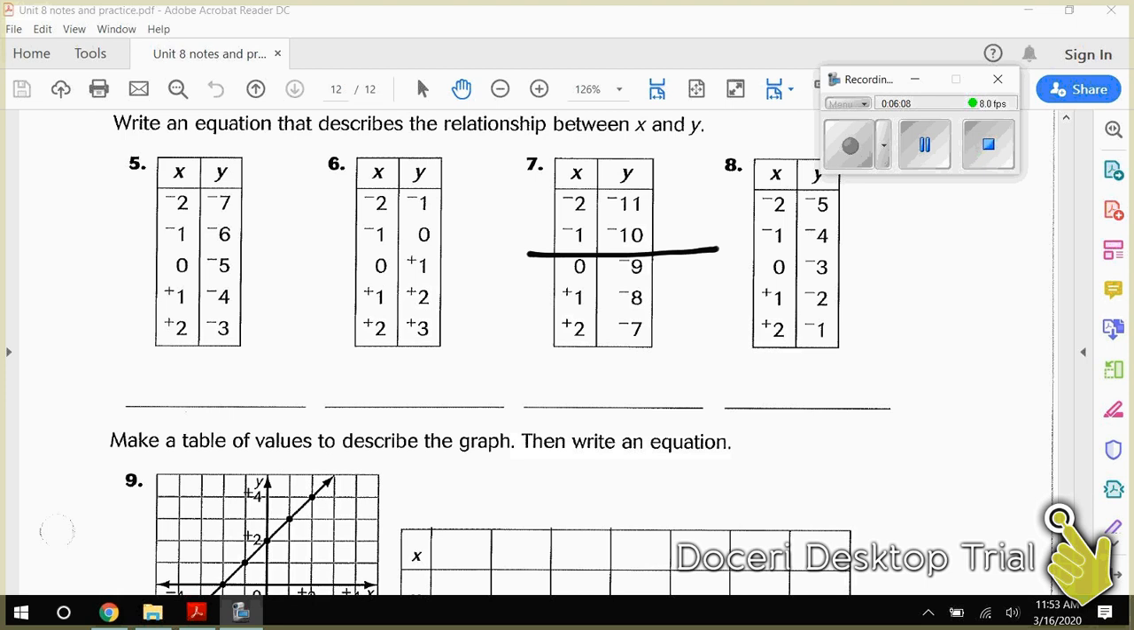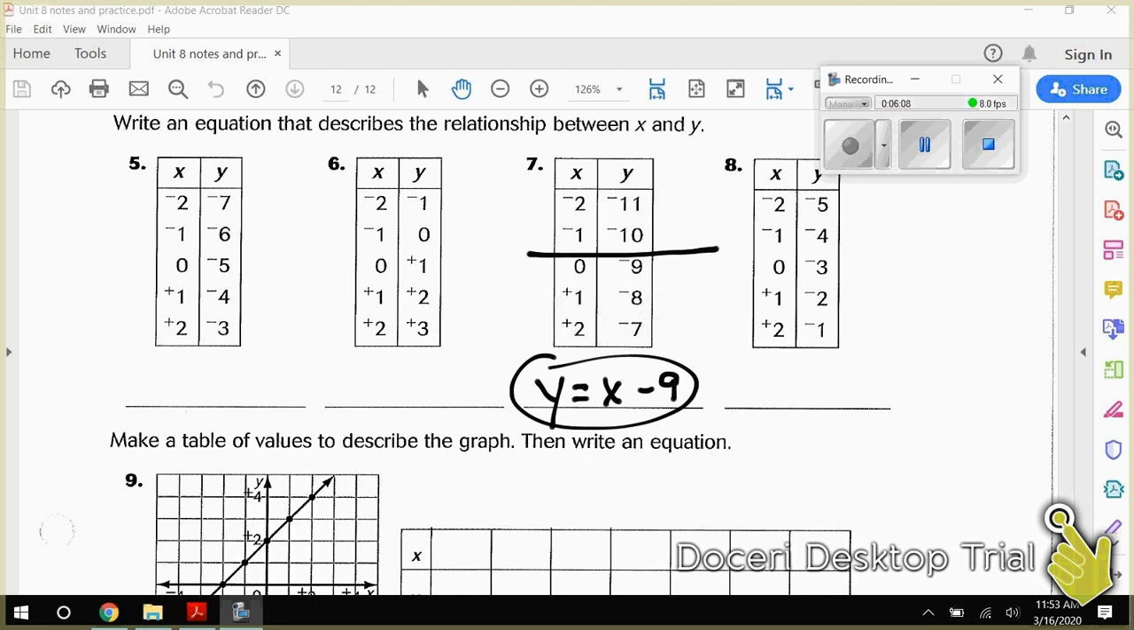So notice how we're starting at 0. We're going to negative 9. So to do that, we'd have to subtract 9, right? And then 1 minus 9 is negative 8. 2 minus 9 is negative 7. Again, you can check all those with your calculator. So we're going to go ahead and write y equals x minus 9. Okay? And if you check it, you'll notice that that does work for that table of data.